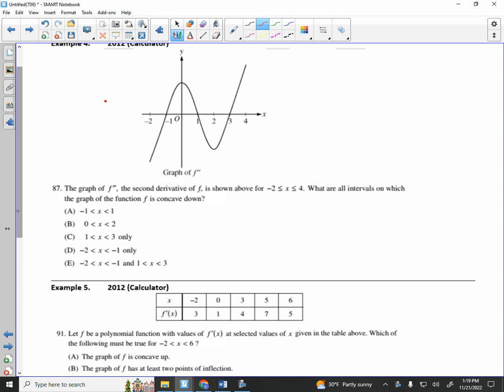Okay, let's look and see what you got. I'm given a graph of f double prime, the second derivative, from -2 to +4, from this spot to this spot. What are all the intervals on which the function f is concave down? So I'm wondering when f double prime is less than 0. If that's the function I'm given, where is it below the x-axis? And that will be there, and that would be here. So we're looking from -2 to -1, and then from 1 to 3. That's our result.